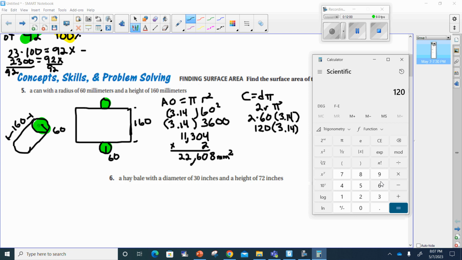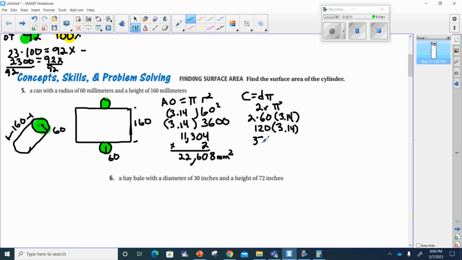Well, 120 times 3.14 is going to equal 376.8. Now remember, this is a length. It's the length all the way around the circle, which also equals the length of this rectangle from here all the way across to here. So that equals 376.8 millimeters.